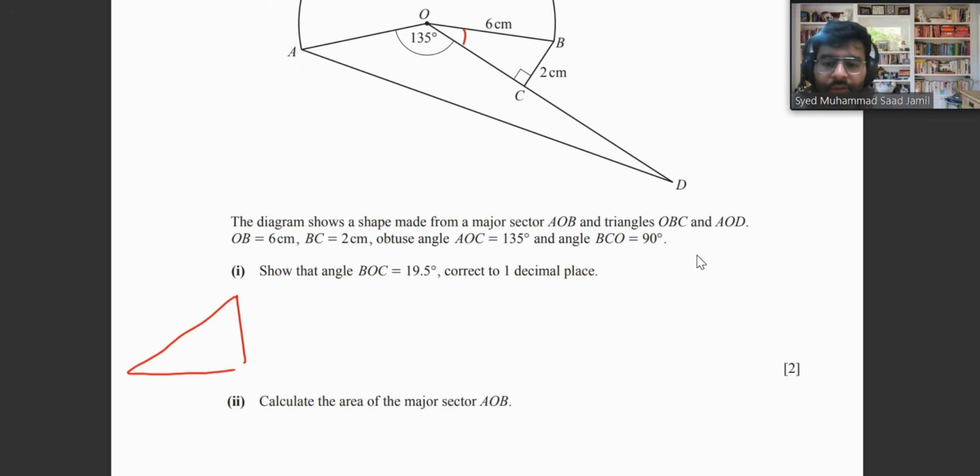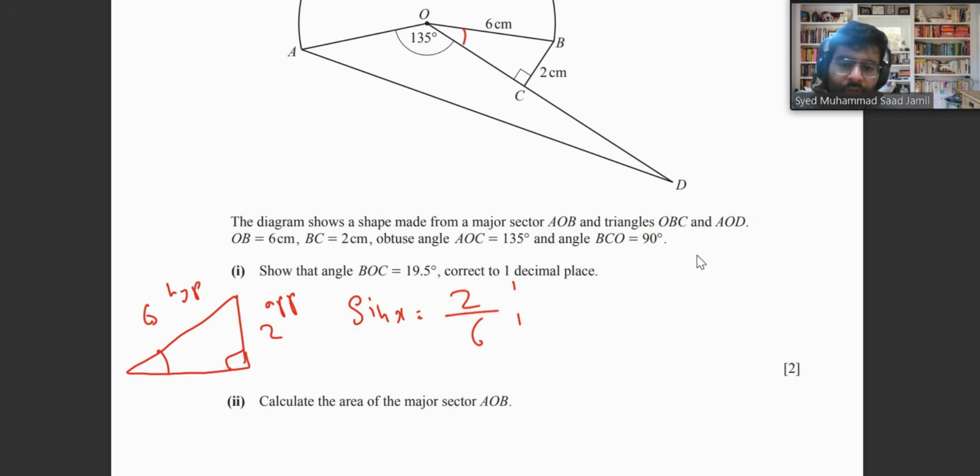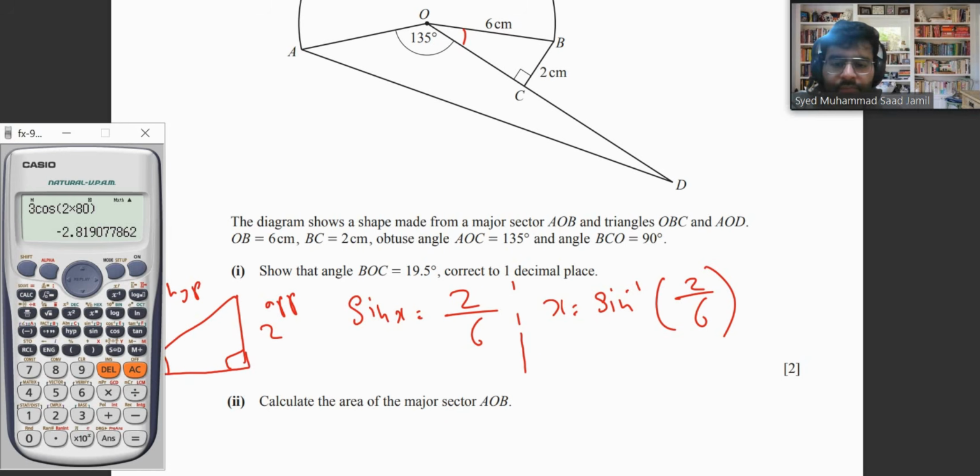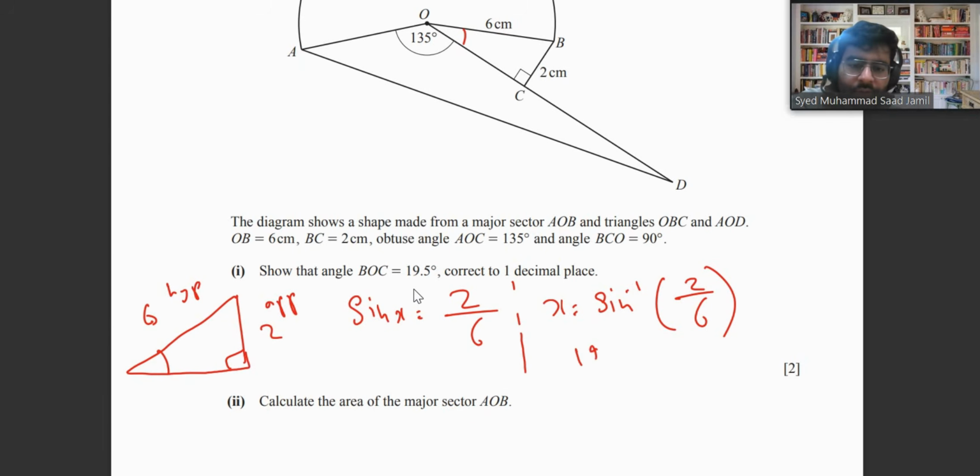It's simple trigonometry. This is 2, this is 6, this side is hypotenuse, this side is opposite. I will use sine x equals opposite upon hypotenuse. X equals sine inverse 2 upon 6, which is 19.47, rounded off to 19.5.